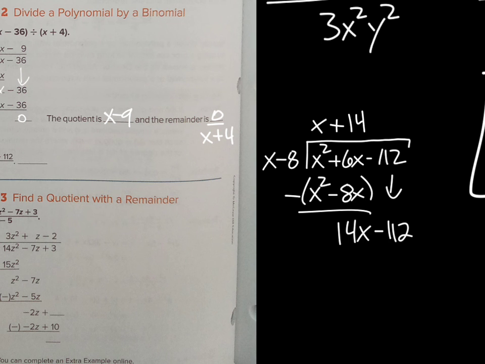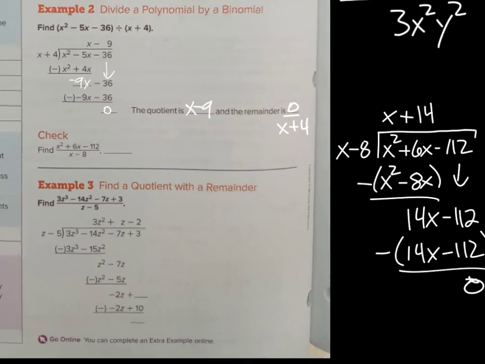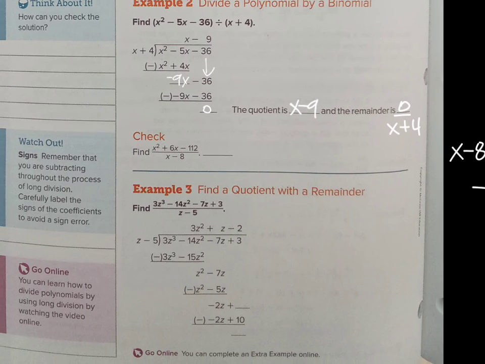Now we're multiplying. 14 times x, 14x. 14 times -8, it would be minus 112. We're subtracting again. 14x minus 14x is 0. -112 minus a -112 is also 0. So then our remainder is 0. And so then we're going to write it as x plus 14. And we don't need to write the remainder there.